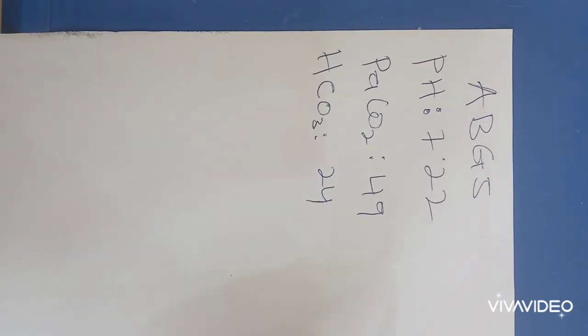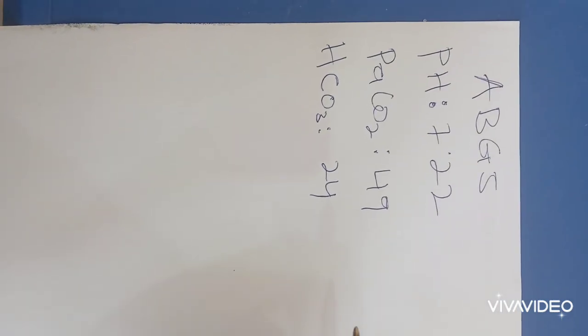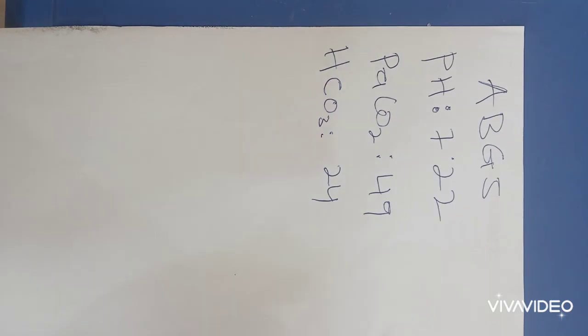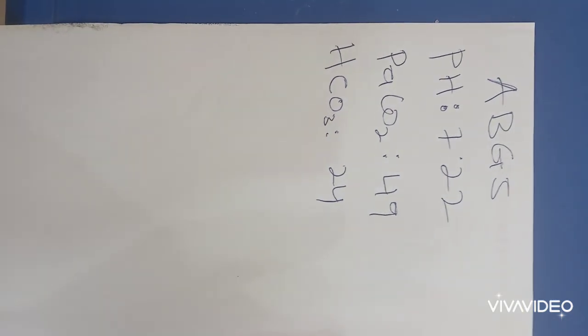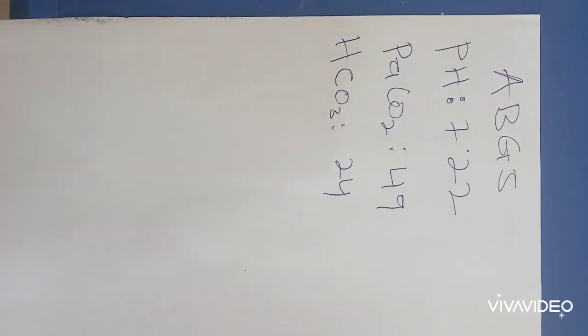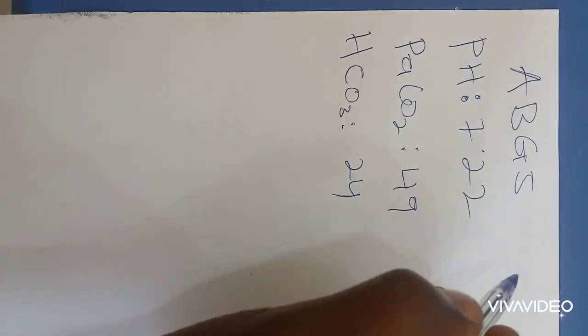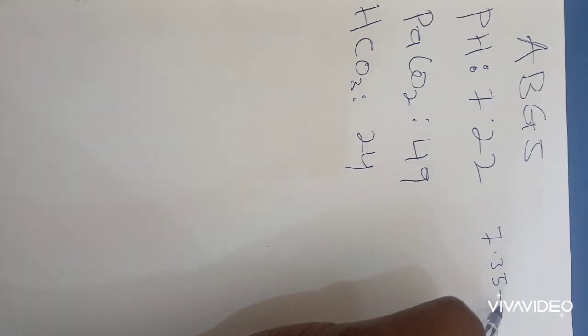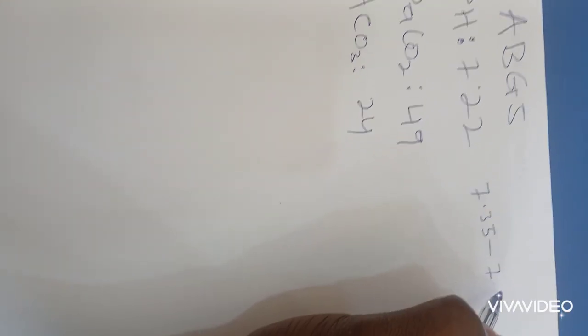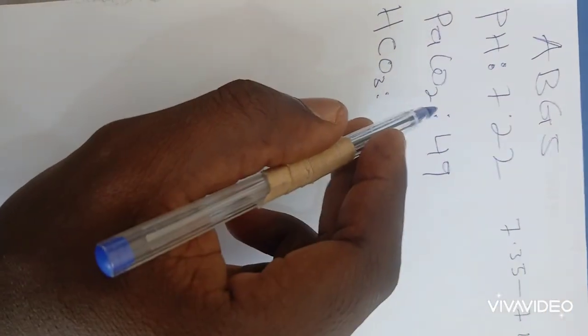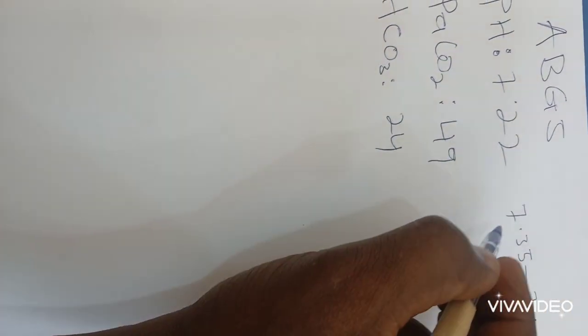So now let's look at this ABG's results and then determine the imbalance that it represents. Anytime that you get a question on ABGs, the first thing that you have to determine is its normal range. So what is the normal range for pH? It is 7.35 to 7.45.